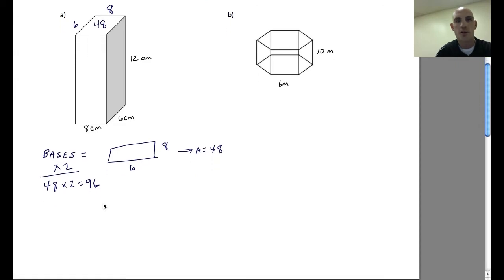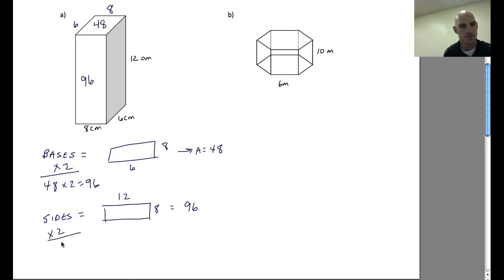And when we look at the lateral surface area, that's not the bases, these sides here, we have 2 different sides, and one of them is 8 by 12. So we draw in this rectangle, 8 by 12. And so this is going to be 96 in and of itself. So this one here is 96. And it's got a partner on the back side, right? So there's 2 of these. And 96 times 2 is going to give me 200 minus 8, so that's going to be 192 cm squared.